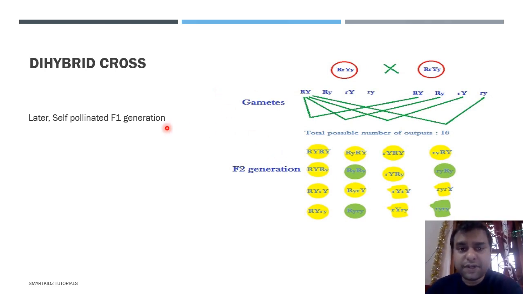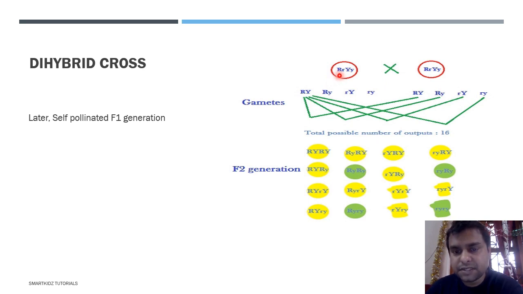When the F1 generation was self-pollinated, in case of the dihybrid cross, we would have capital R small r and capital Y small y being crossed with capital R small r and capital Y small y. In this case, you see how the alleles are segregated.